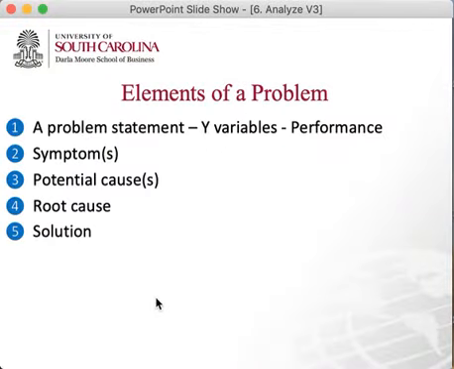And we need to understand, what is the problem? It's a vague question, right? Because we have elements in a problem. Okay, so we have the Y variable, which is the performance metric that's been impacted. We have the symptoms, which is the water dripping. We have the potential causes, which are all the five causes. And we have the root cause, which is, oh, that one that actually impacted Y.